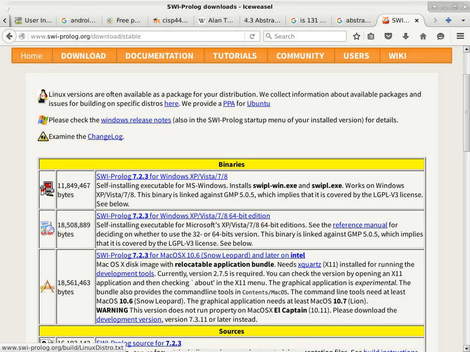So it's got Windows, it has Linux and Windows. It doesn't seem to have a Mac. Oh, there we go. Mac OS 10 also.